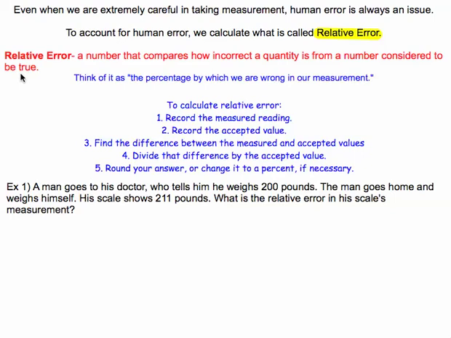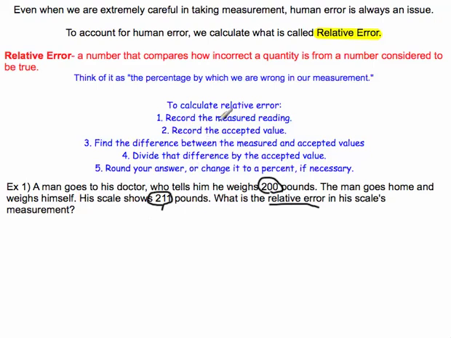Now to calculate relative error, it's 5 very simple steps, and in integrated algebra it's actually only 4, because you don't have to change anything to a percent. So to calculate relative error, you follow these steps. Consider example 1 as a type of problem you may see. A man goes to his doctor, and the doctor tells him he weighs 200 pounds. The man goes home and weighs himself on his own scale, and he measures 211 pounds. What is the relative error in his scale's measurement? We are going to round this to the nearest thousandth instead of changing it to a percent.